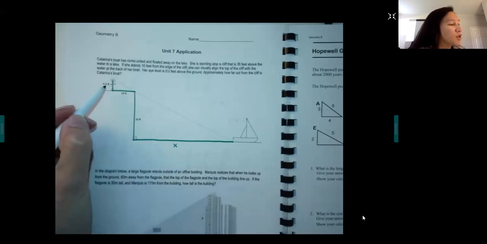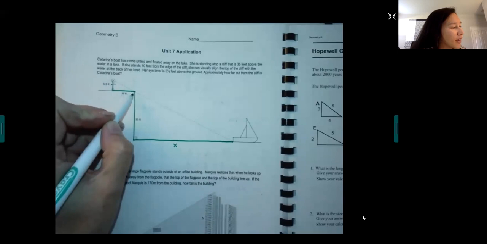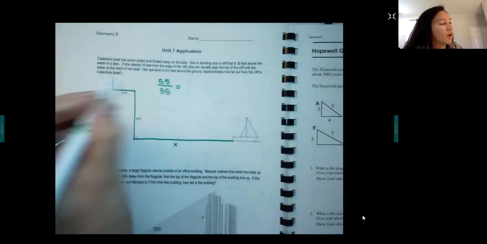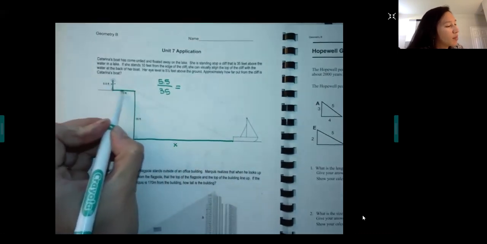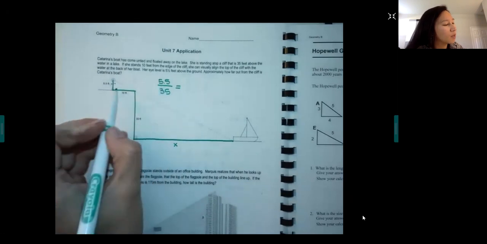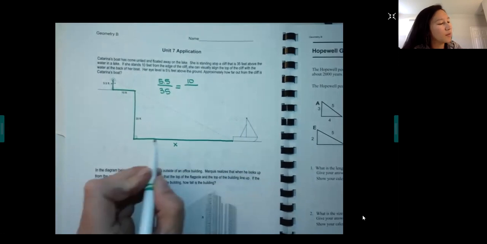So remember, you have to do the corresponding sides. So we have the height right here and the height right here. So our first one, if we do the small one on top, it would be 5.5 divided by 35 would equal the base of our small triangle has to go on top since we did the height of the small triangle on top equals 10 over the side that we don't know, which is x.